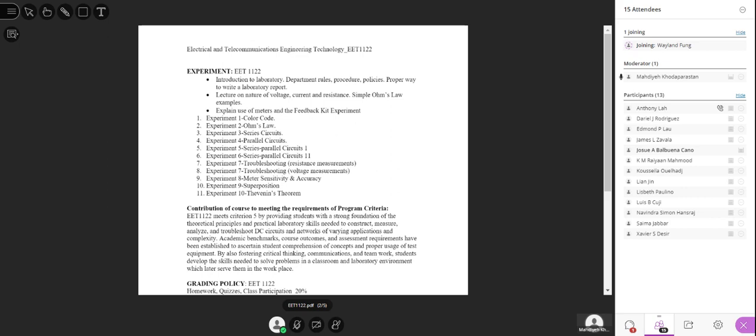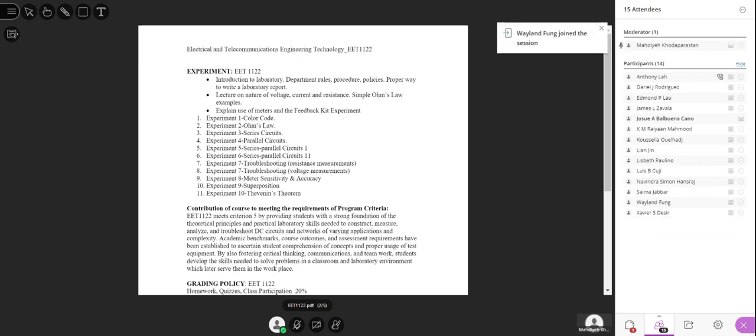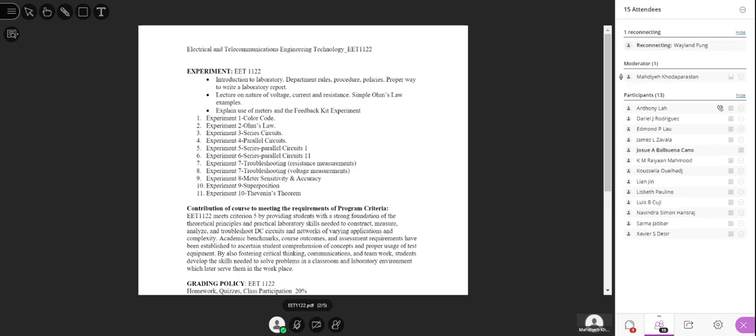Another important part in the syllabus is the grading policy. Homework, quizzes, and class participation are considered 20% of your final grade. The midterm exam is 35%. The lab exam and report are 20%. And the final exam is 25%.